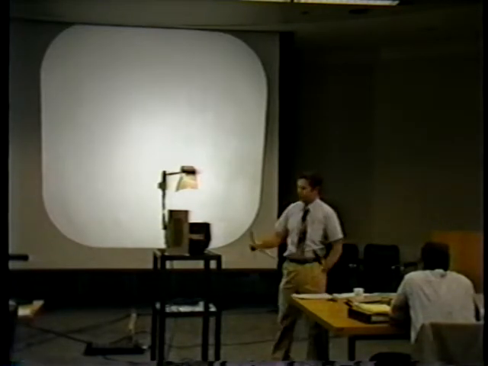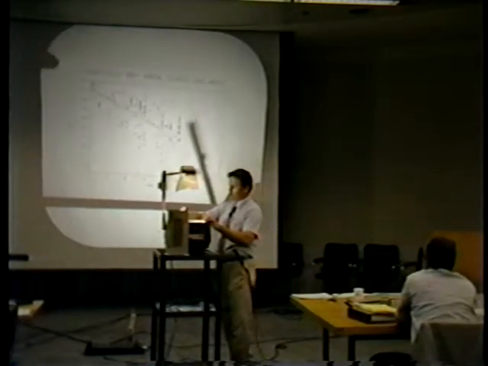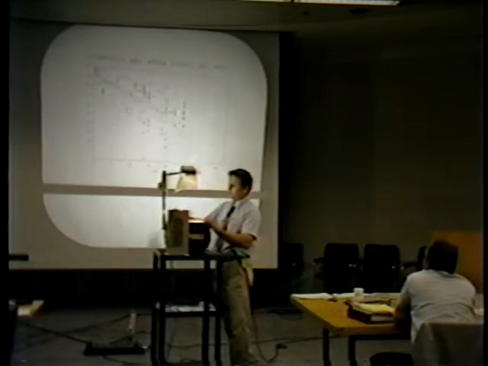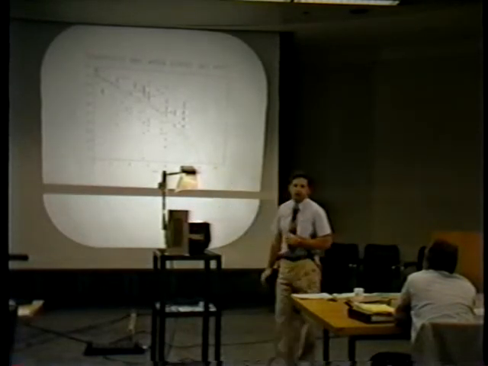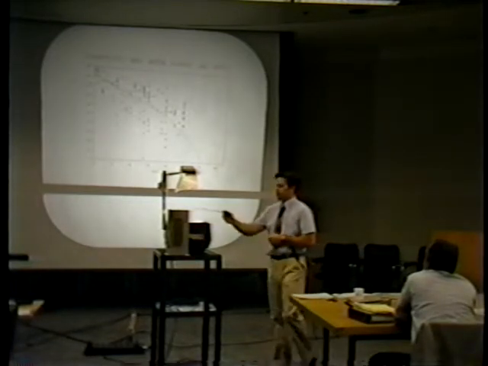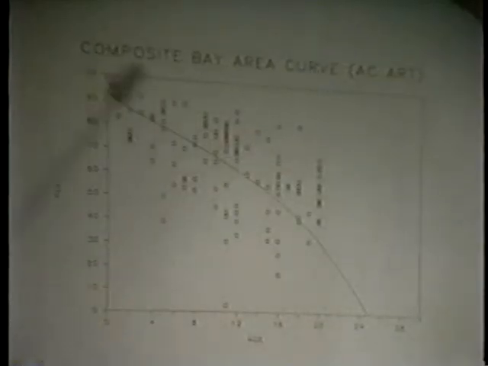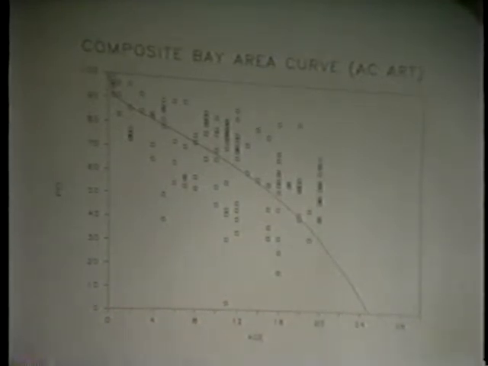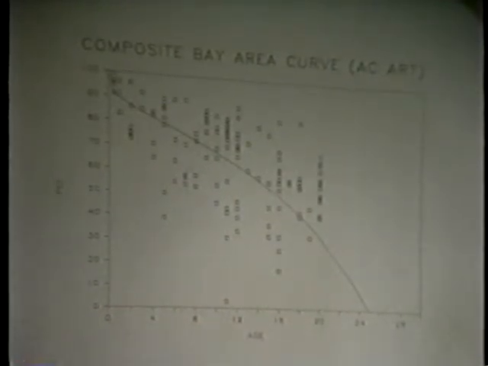We use a family curve projection technique in which we take actual performance data for Bay Area streets of a certain type and classification. This one happens to be for arterials with an AC surface. And we develop a family curve. The family curve is the best fit curve through the performance of these individual sections of pavement. That curve gives you the general shape of the deterioration of pavements of this type in this Bay Area.